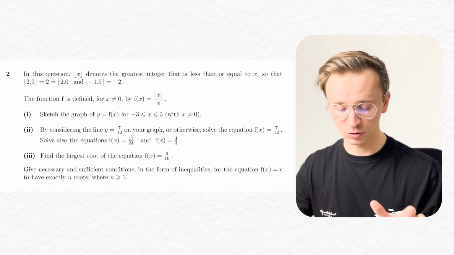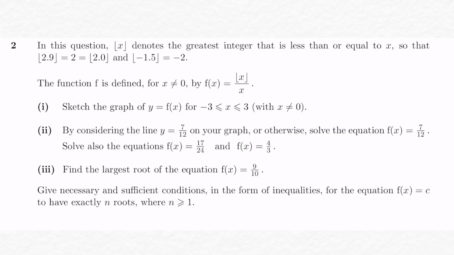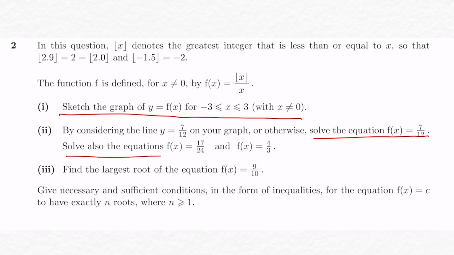So first off, the first thing I want to do is think about which different questions they are asking me. In part I, there's only really one question, which is about sketching this graph here. Next, in part 2, by considering the line y equals 7 over 2 on your graph or otherwise, solve the equation f of x. So that's the first question here, solve this. Next, solve also for the equations of this. So they're asking me to repeat what I did above, but for two different numbers. So there's 3 questions within that part. And again, on this last line, there's only one question. Find the largest root of the equation f of x equals 9. So that is the only bit of that question.